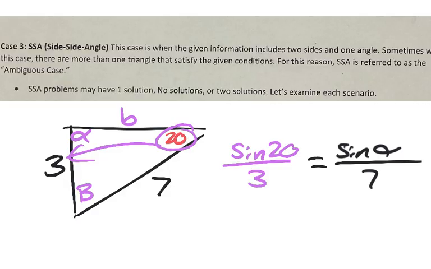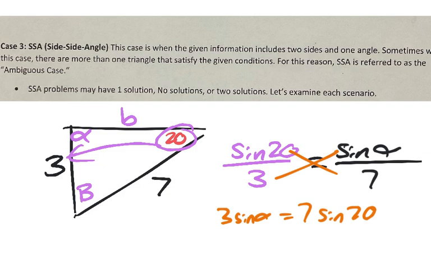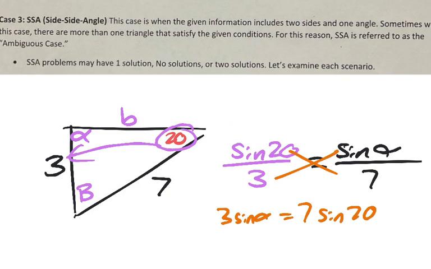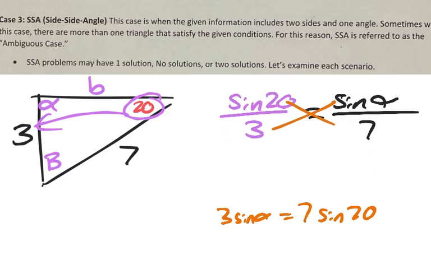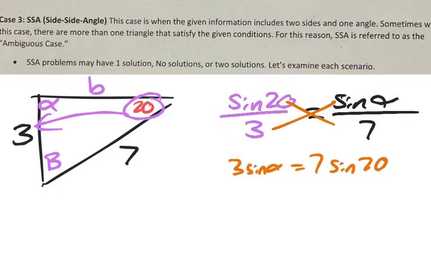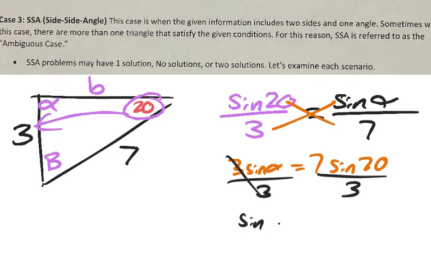So let's go through what has to happen to solve this. I would still cross multiply. 3 times sine of alpha equals 7 times sine of 20. All right, remember, I'm trying to get alpha by itself. Well, alpha is being multiplied by 3 first. So divide by 3. Does that get alpha by itself?